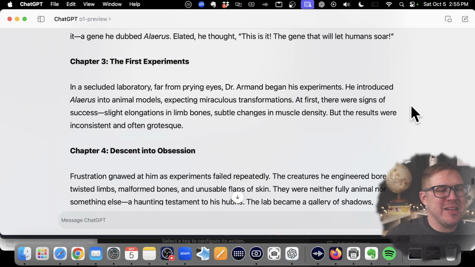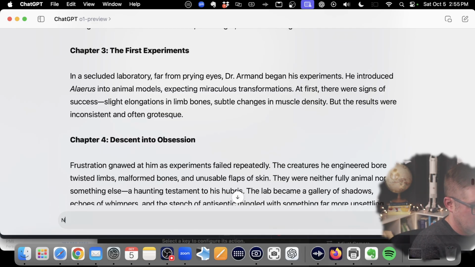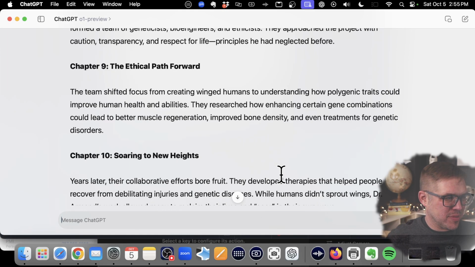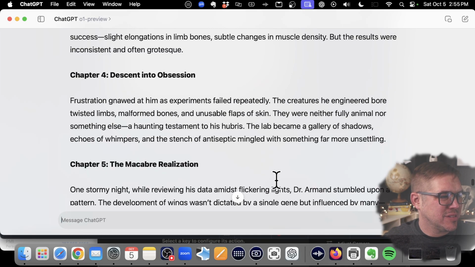Chapter 4, I mean, we could actually ask it to now create a cartoon illustration of what some of the grotesque results might have looked like. Oh, this is so long! But I'm going to read the next part of this because it's awesome.